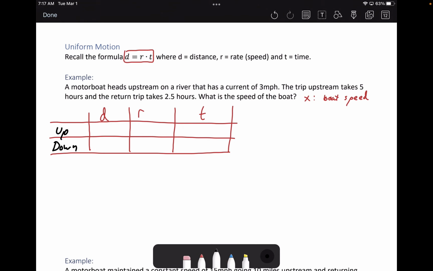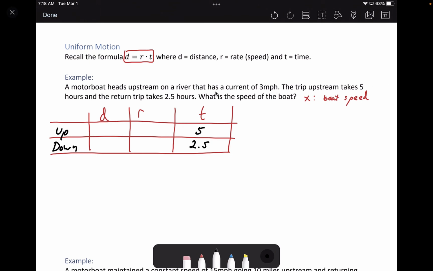Now, 2 of the boxes typically are explicitly stated in the problem. So let's look and see which 2 things are explicitly stated. It says the trip up takes 5 hours and the trip down takes 2.5 hours. Notice those 2 things are explicitly stated. The next 2 boxes will typically involve X, in this case, the boat speed.